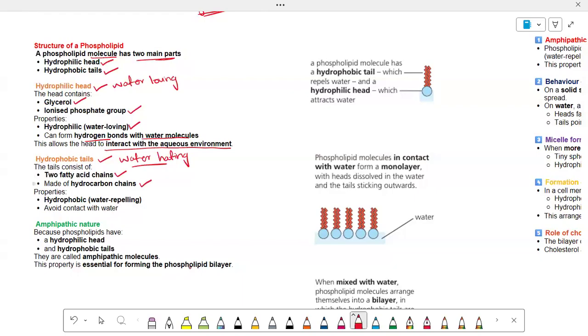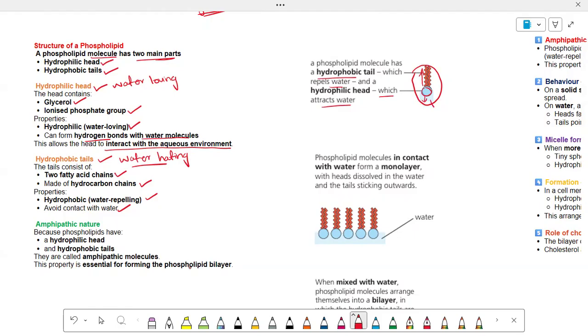So it contains fatty acid chains and hydrocarbon chains. And what are the properties? They are hydrophobic, meaning water repelling. It repels water, moves away from water, and avoids contact with water. Here I will show you the structure. This is the structure of a phospholipid molecule. You can see a hydrophobic tail which repels water, and it moves away from the water. And this is a hydrophilic head which is attracted towards water.